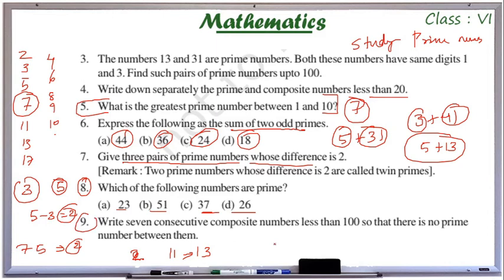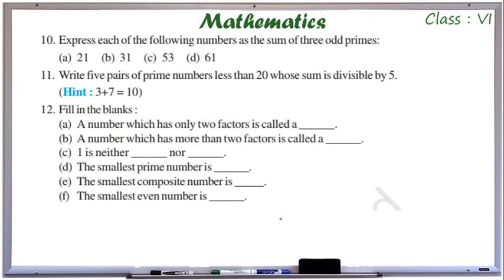You have to write 7 consecutive. Consecutive means, for example, 2, 3, 4, 5, with no gap between these numbers. So you have to find 7 consecutive composite numbers such that no prime comes between them. So do it as homework. For example, if you are writing 20, 21, 22, 23, I have to write 7 numbers, but here 23 is a prime number, so no prime should be there. So you have to write 7 consecutive composite numbers, and do it also as homework, and don't copy from your textbook, think yourself and do it.